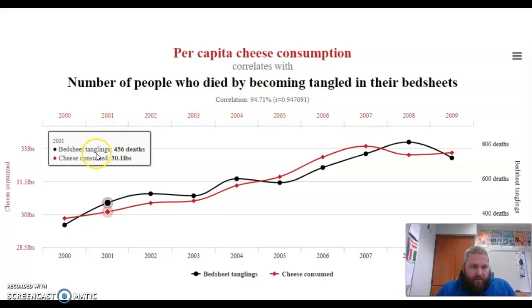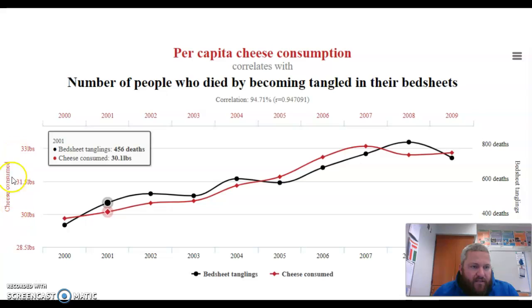Now again, we have to use our common sense and ask, does that really make sense? Well, in this case, probably not. Unless you're eating so much cheese that you can't get out of bed, and that's causing some fatal deaths. This correlation is probably just telling us that both of these are growing at the same time. You're looking at two separate things here, right? And this is what you need to pay attention to.